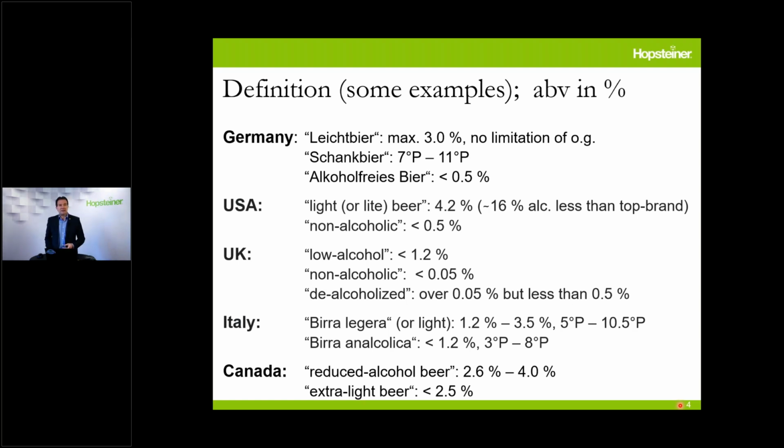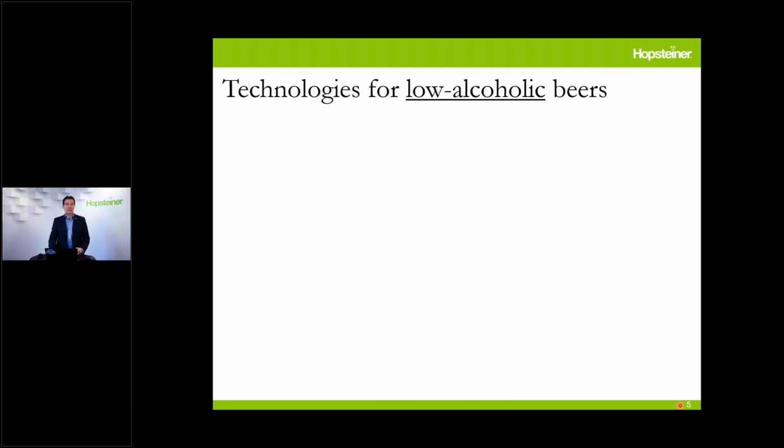So what they call light or lit beer in the United States of America is not really that light. That is an alcohol concentration of around 4.2%, and that's normally an average of around 16% less alcohol than in the top brands of the breweries. So that tops the alcohol concentration that we know here in Germany or in other countries in the European Union.